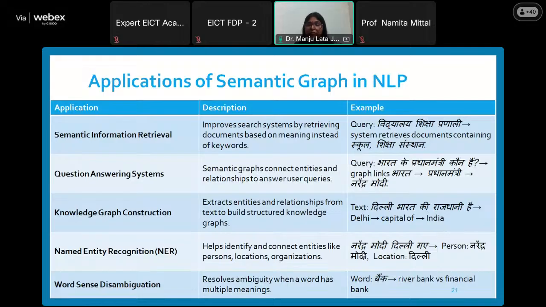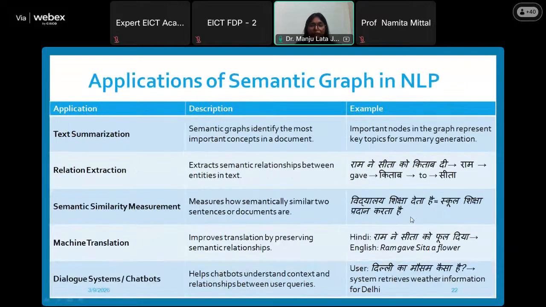Example queries: Bharat ke Pradhan Mantri kaun hai, and graphs linking these particular nodes like Bharat, Narendra Modi. These are linked concepts. Bharat, then Pradhan Mantri, and then Narendra Modi. So if the query is Bharat ke Pradhan Mantri kaun hai and your graph is linked to these three terms, then your information retrieval system is able to answer in this way and correctly. Knowledge graph construction: extract entities and relationships from text to build structured knowledge graphs. Delhi Bharat ki Rajdhani, Delhi is the capital of India.